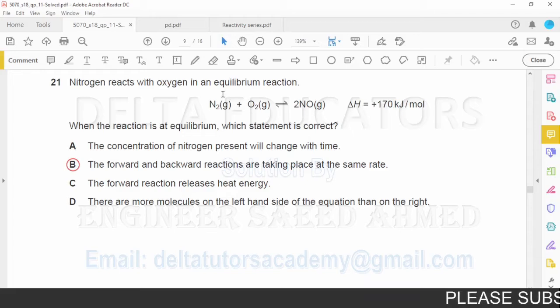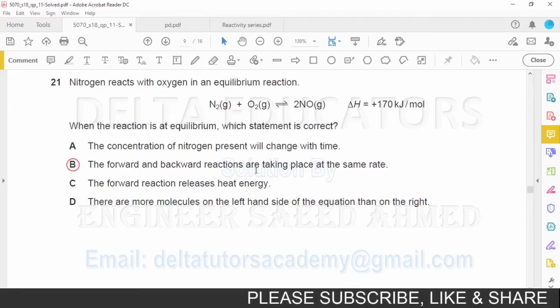Here in the balanced equation, the number of moles on the left hand side is equal to the number of moles on the right hand side. Here 1 mole of nitrogen reacts with 1 mole of oxygen, so the total number of moles is 2. On the product side, nitrogen oxide formed is 2 moles. So before the reaction 2 moles, after the reaction 2 moles. Since the number of moles is the same on left and right hand side, the number of molecules will also be the same. It will not be different. So option D is also incorrect. Here our correct option is option B. The forward and backward reactions are taking place at the same rate.